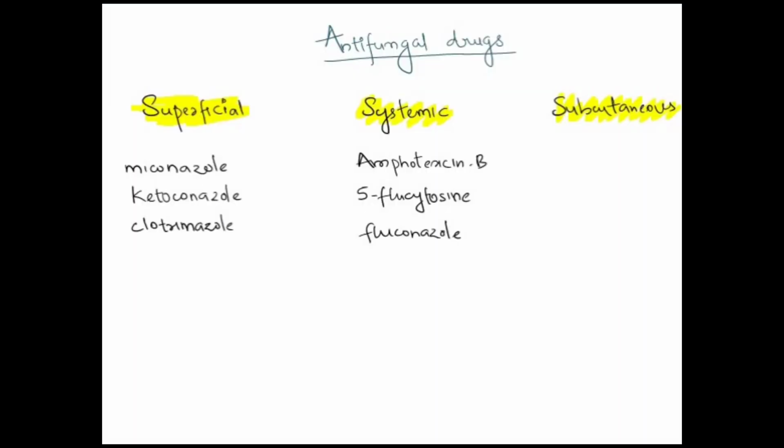Next is antifungal drugs. Antifungal drugs are used against fungal infection. They can be divided into superficial, subcutaneous and systemic. So in order to treat superficial mycosis, we use miconazole, ketoconazole and clotrimazole. And to treat systemic infection, we use amphotericin B, 5-flucytosine and fluconazole. For subcutaneous infection, we can use a combination of both of these.